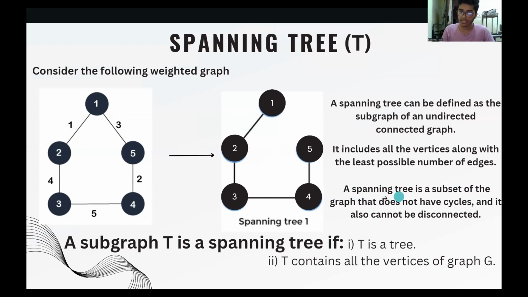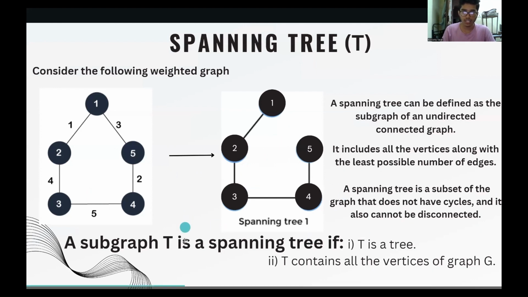A spanning tree is a subset of a graph that does not have cycles and it also cannot be disconnected. The spanning tree should not contain any cycles. So it has no cycles and it also cannot be disconnected. Here we can see that it is a connected subgraph of this graph.